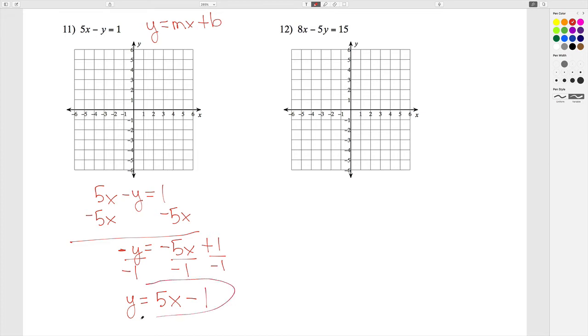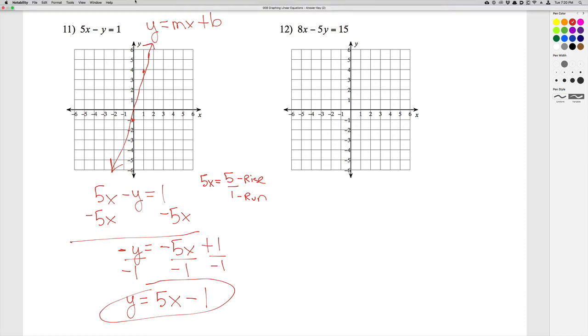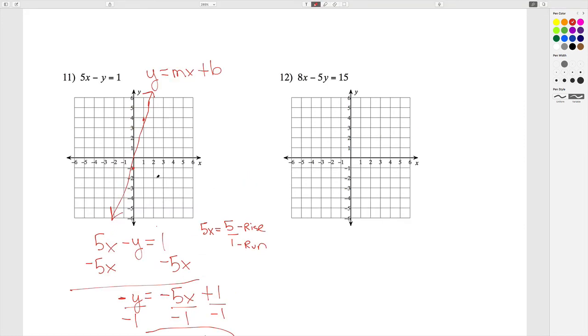So that's your answer, and when you graph it, you start at negative 1. And since the slope is 5x, 5x is the same thing as 5 over 1. So that means that this is the rise. You go up 5 since it's positive, and the run is 1, so you go over 1. So from here, we're going to go up 5, 1, 2, 3, 4, 5, and over 1. And then you just connect the dots. Hopefully your line is straighter than mine. So go ahead, you could try number 12 on your own. When you finish this assignment, go ahead and ask Mr. Cam for the assessment.